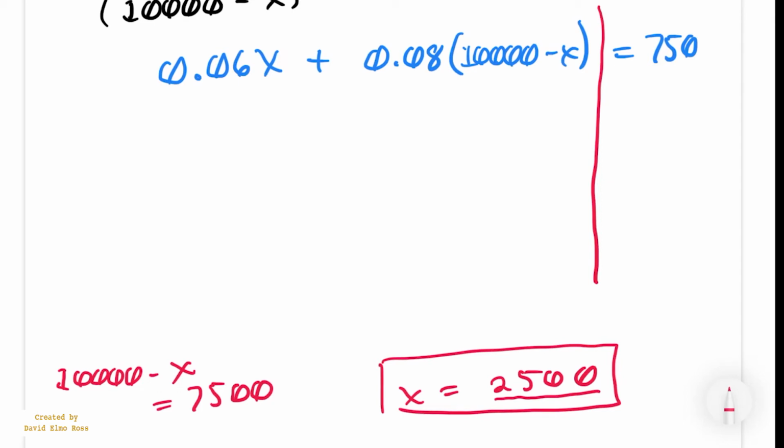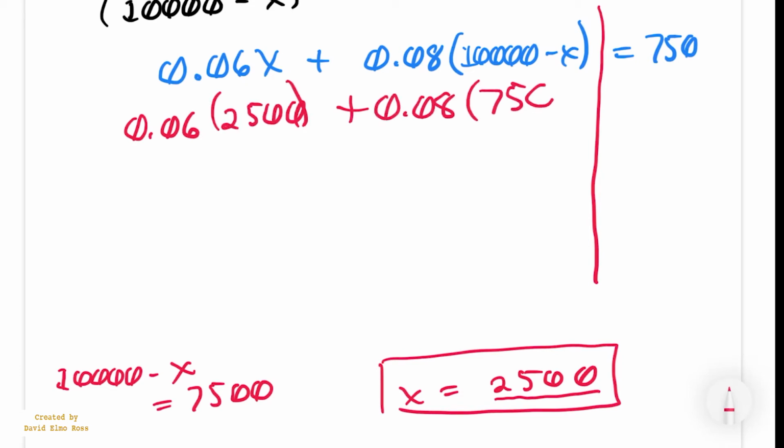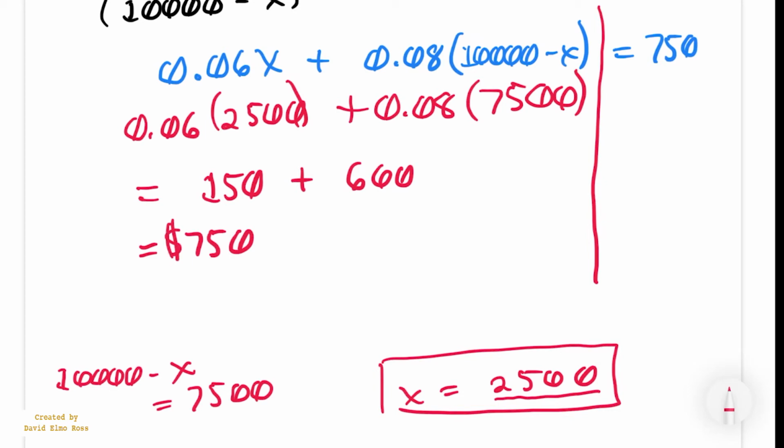So this is going to be 0.06 times 2,500 plus 0.08 times 7,500. When we work that out, this gives us $150 here plus 600 here. This gives us a total of $750. So this indeed is the correct solution. We've invested $7,500 at 8% and $2,500 at 6%.